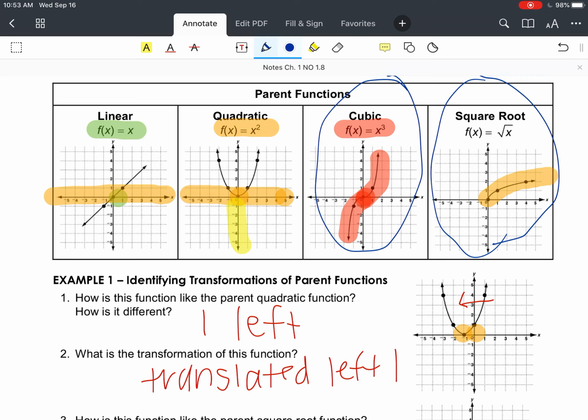That's it for chapter 1. I hope you learned a lot and get excited for chapter 2, solving equations and inequalities.